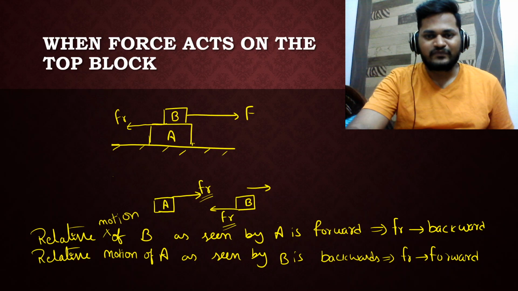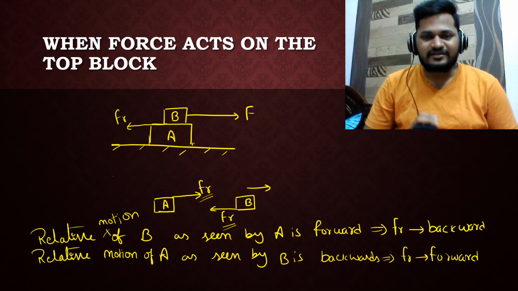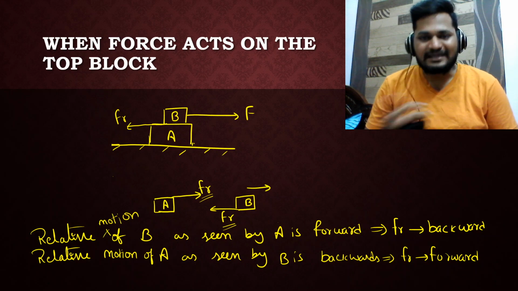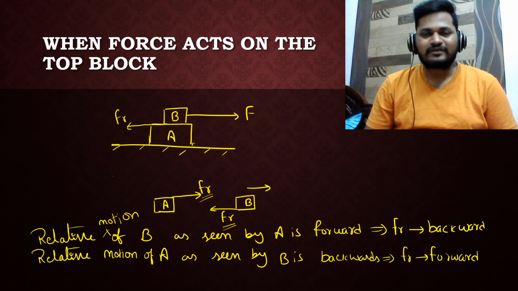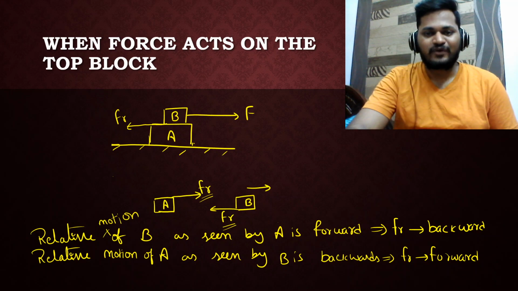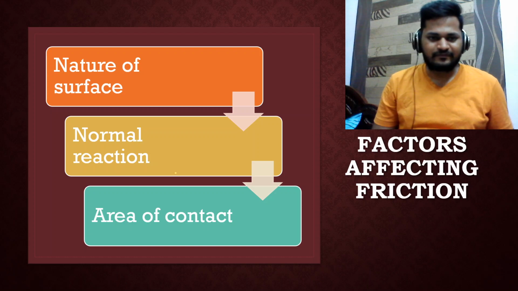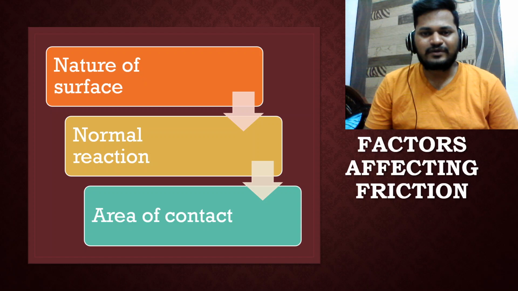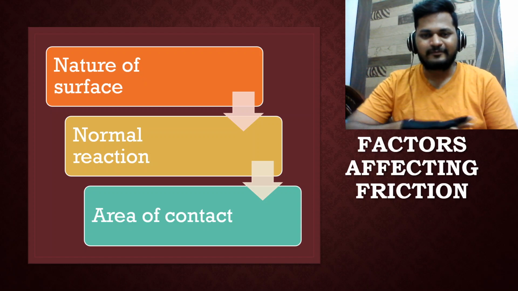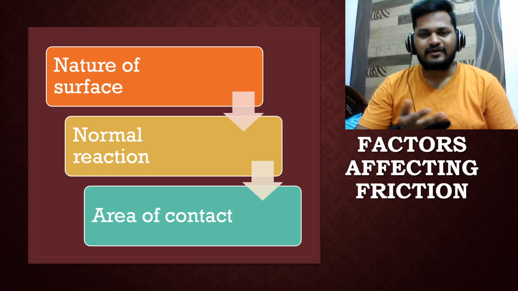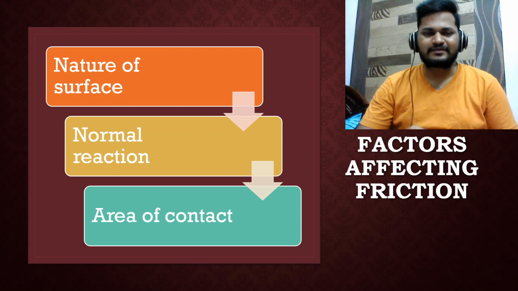Okay, so I hope you understood. So friction opposes relative motion, and friction comes into play when two bodies tend to move or are actually moving with respect to each other. Okay, next. So factors affecting friction. Nature of surface. So if two surfaces are rough, then there will be greater friction. If two surfaces are smooth, then friction will be lesser. So it depends on the nature of surface.